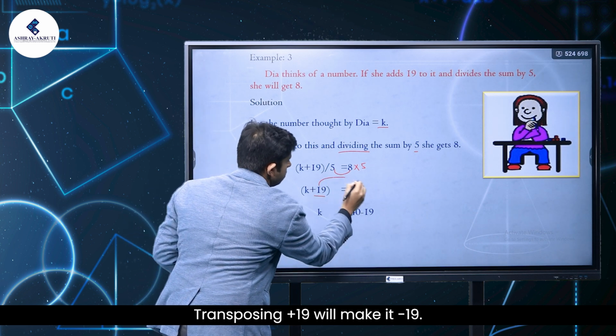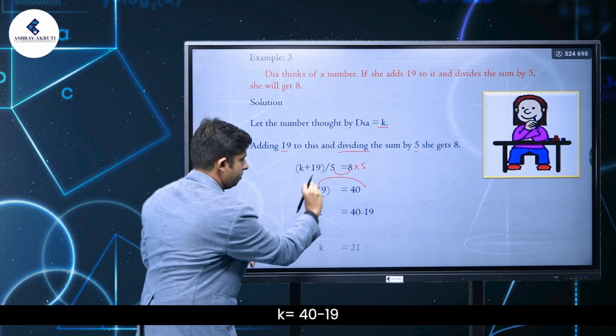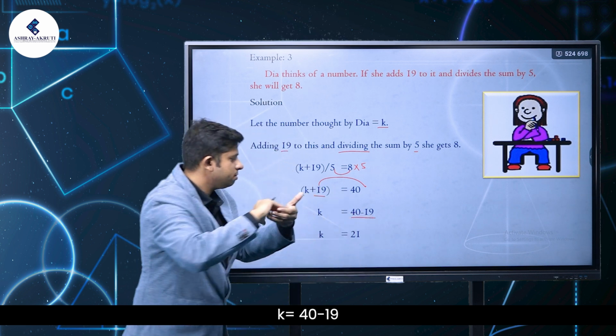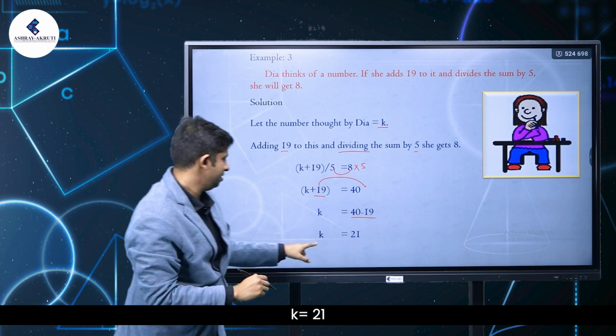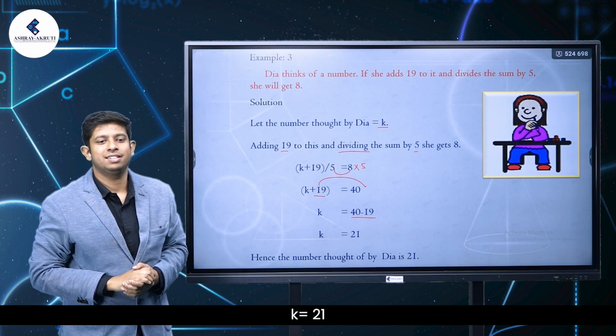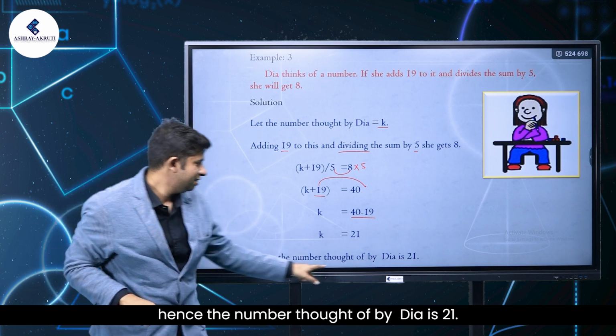Transposing plus 19 will make it minus 19. k equals 40 minus 19. k equals 21. Hence the number thought of by Dia is 21.